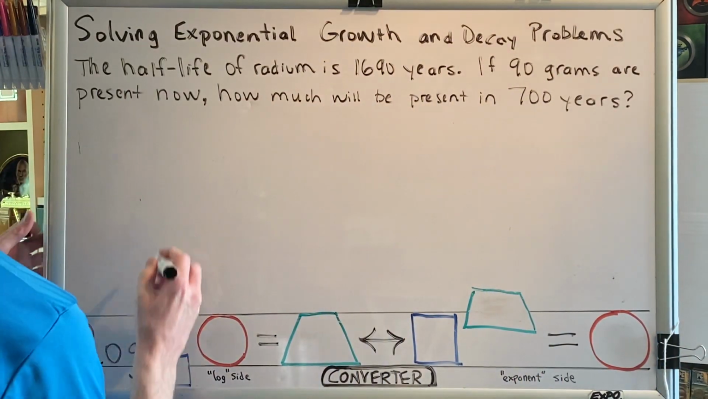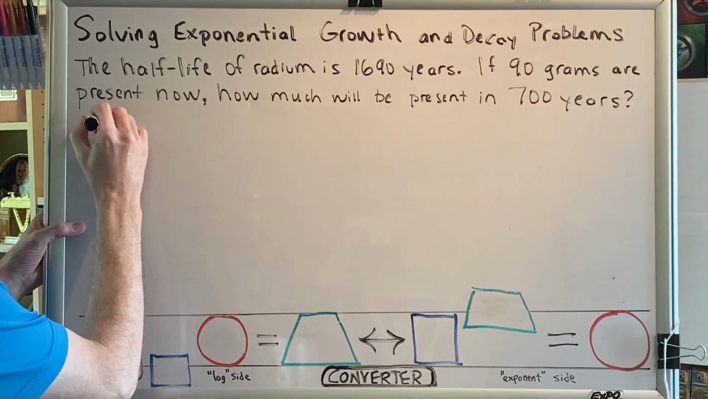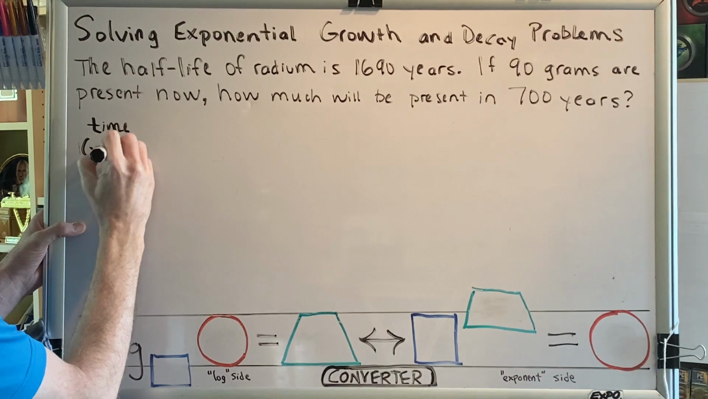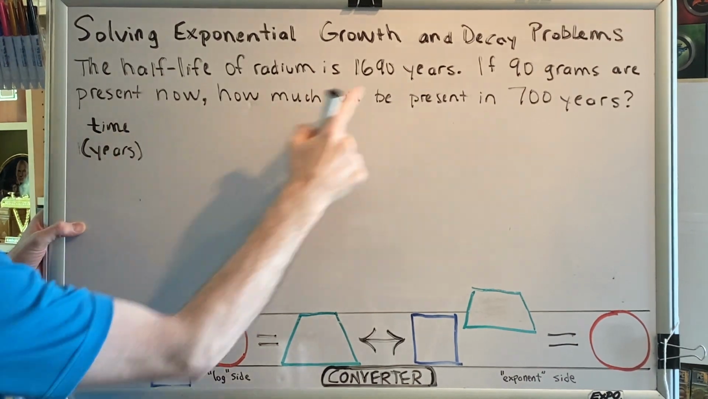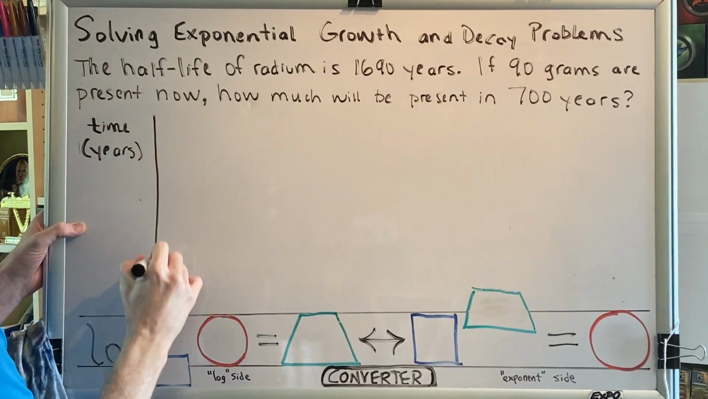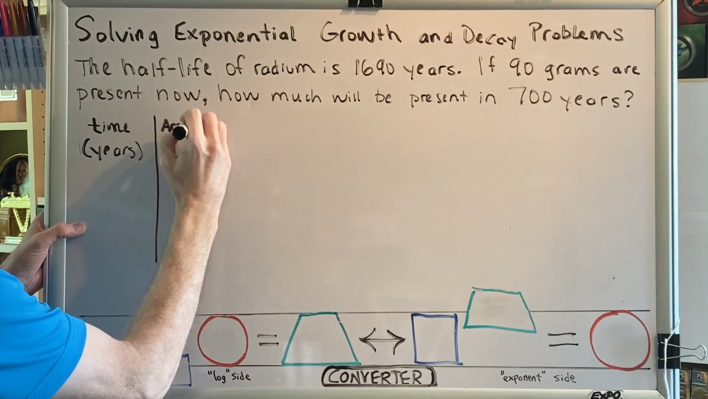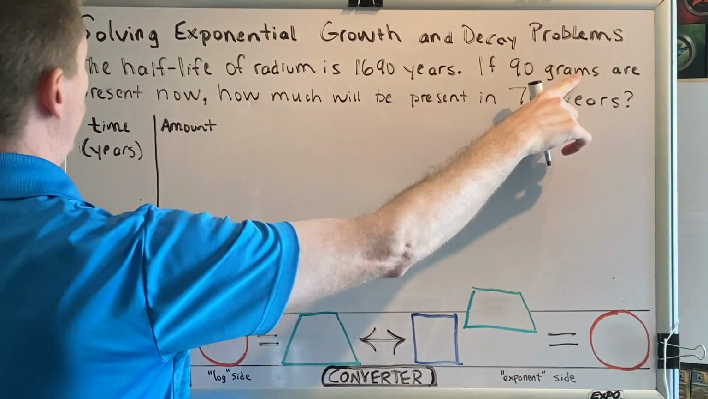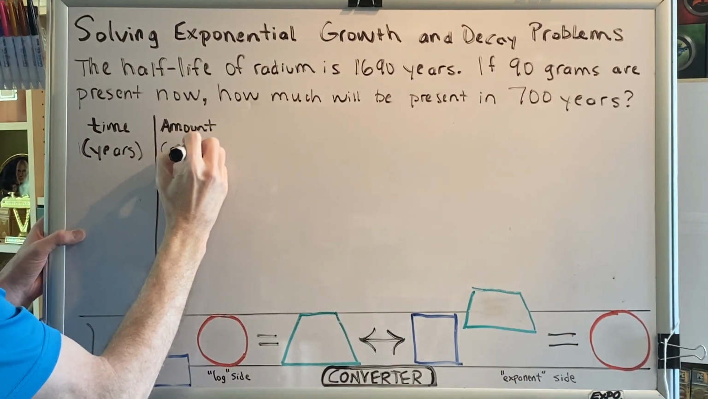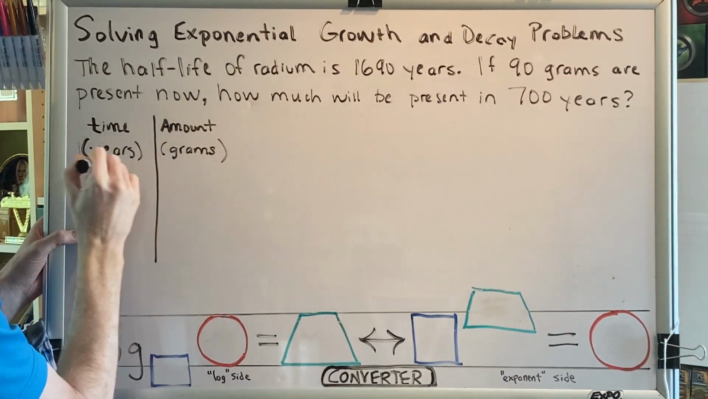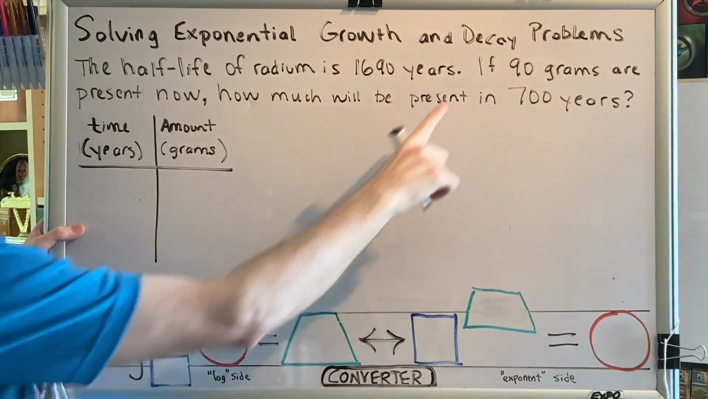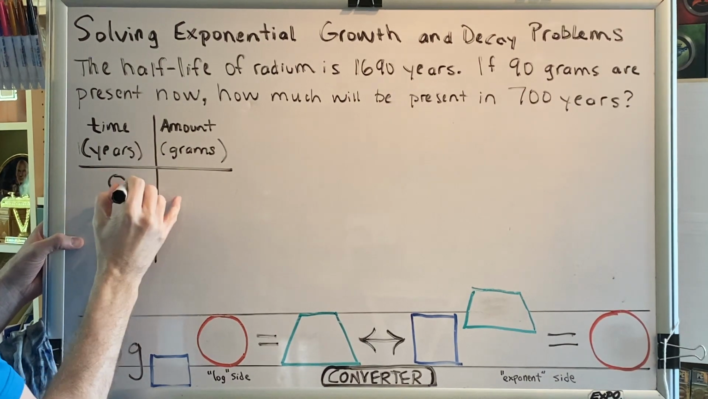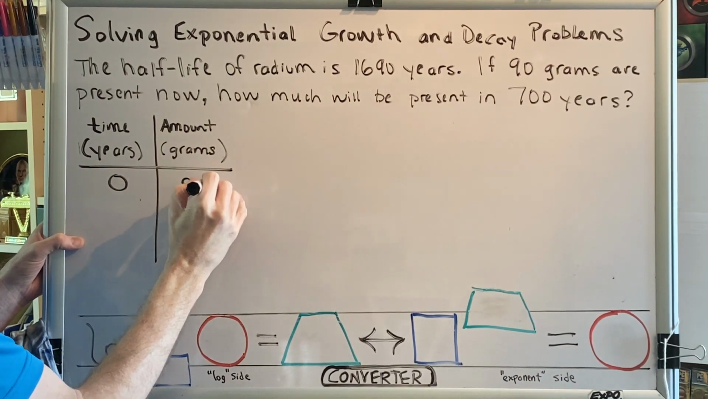Okay, so whenever creating a table, you're always going to put time in the column on the left. In this case, we're measuring time in years. We can see that was stated in the problem. And we're always going to put amount in the column on the right. And in this case, we're measuring the amount in grams. The problem says if 90 grams are present now. Now is time 0, so I get 0 and 90.